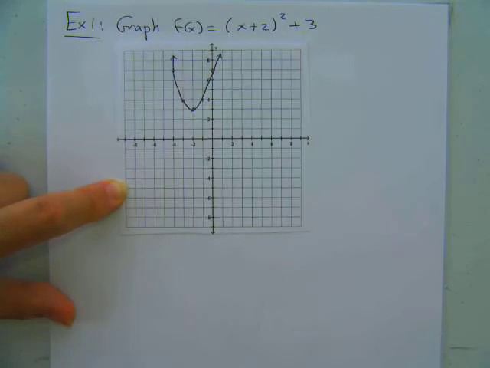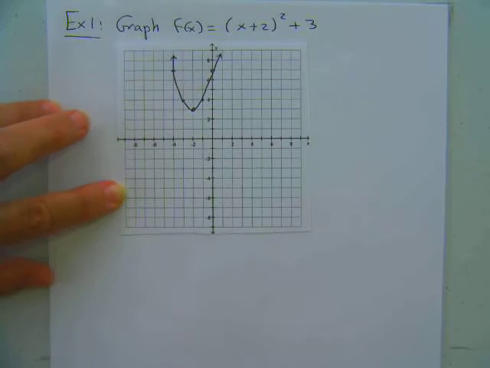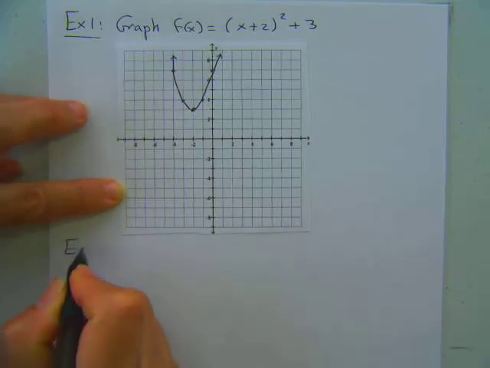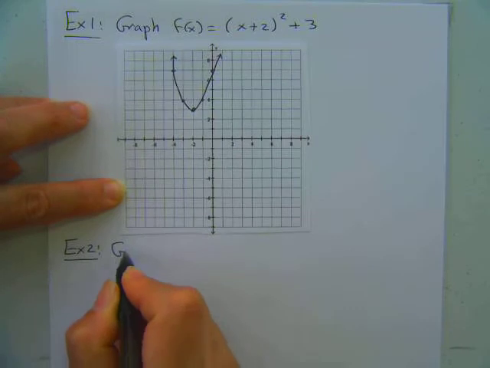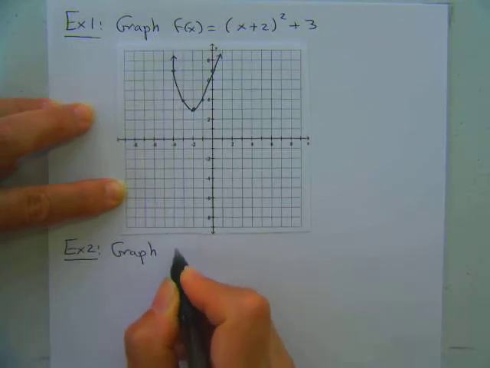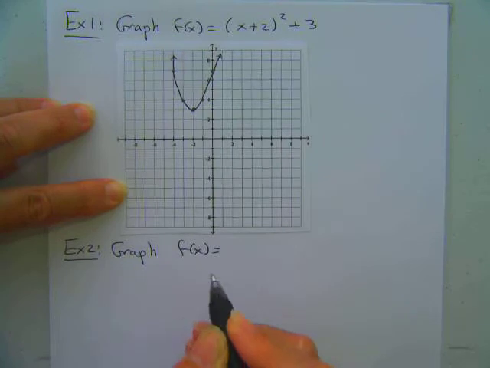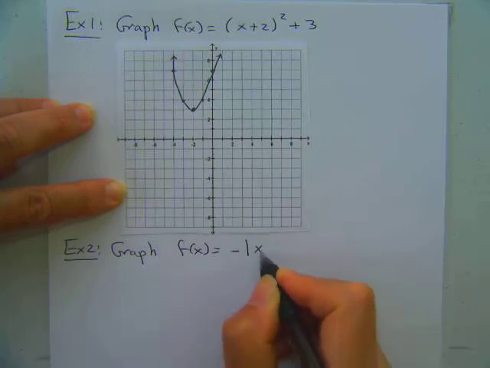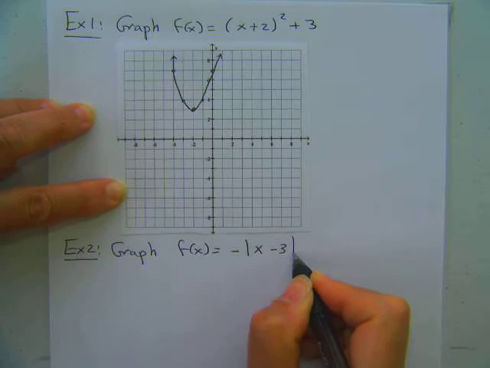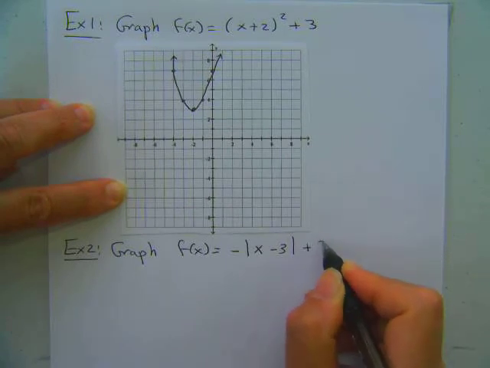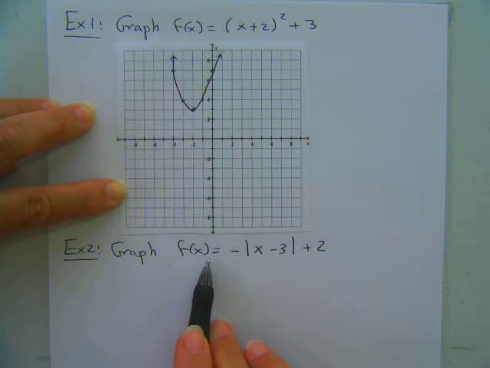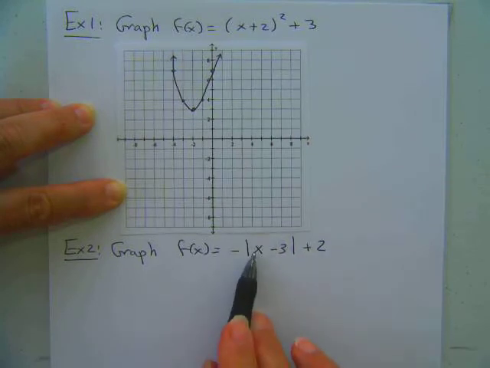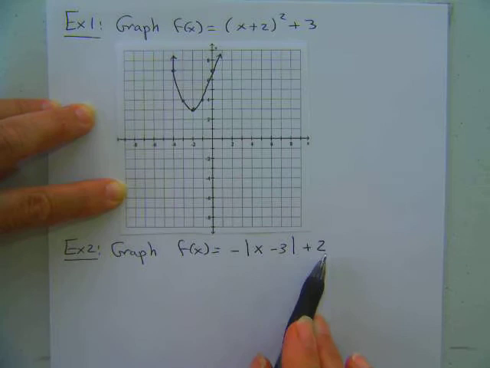So graphing techniques is to make life simpler, not harder, simpler. Okay, so I'm gonna do all the 5 basic functions. Okay, so that's example 1. Let's look at example 2. Let us say that you're asked to graph f of x equal to negative x minus 3, that's the absolute value, plus 2. So f of x equal to negative the absolute value of x minus 3 plus 2.